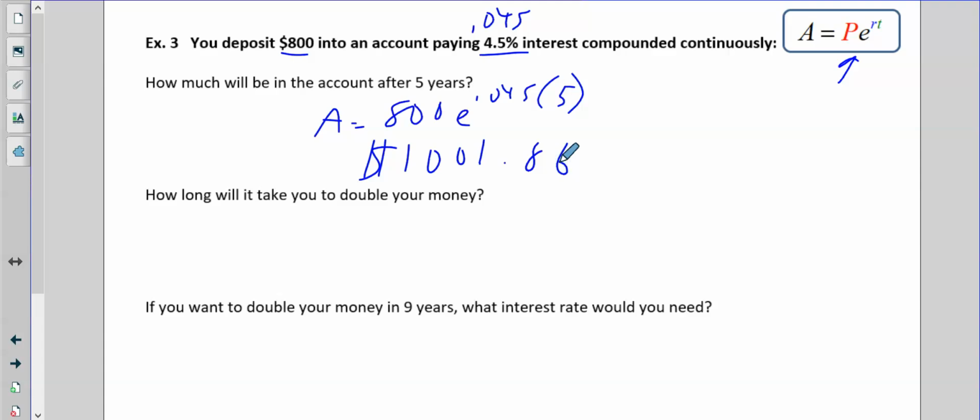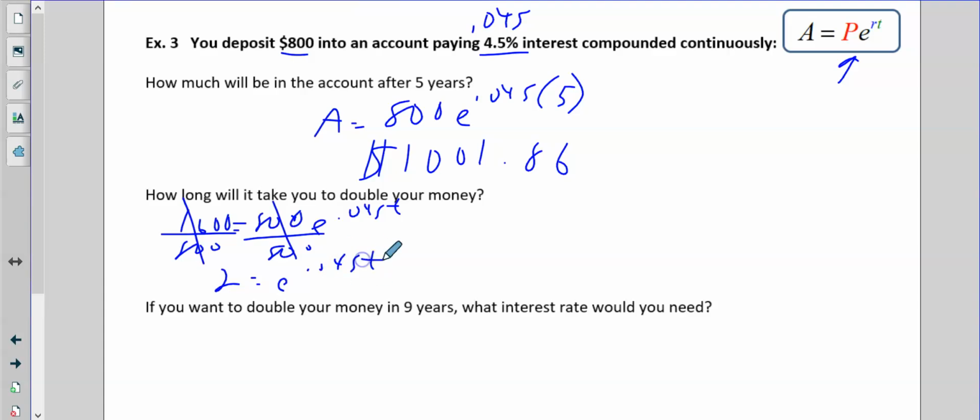So there's 2 ways to do this. If we're starting with 800, double the money is 1,600. And then we do e^(0.045t). Now, I'm going to divide by 800. I'm going to show you the trick after this. Not 8,000, 800. Now, when we do that, 1,600 divided by 800 is just going to simply give me 2 equals e to the 0.045t.